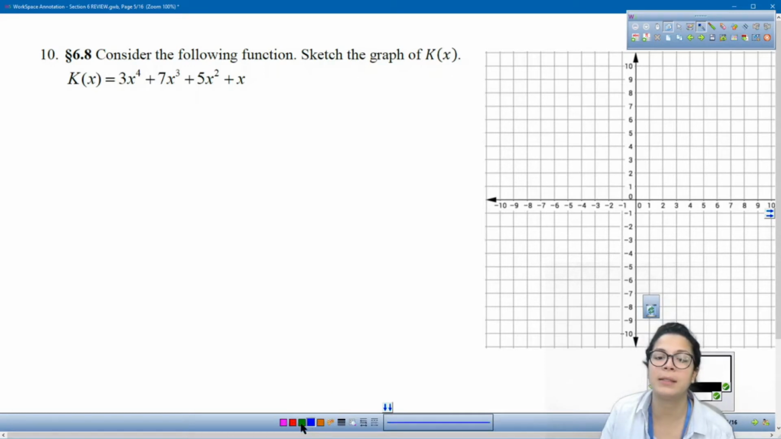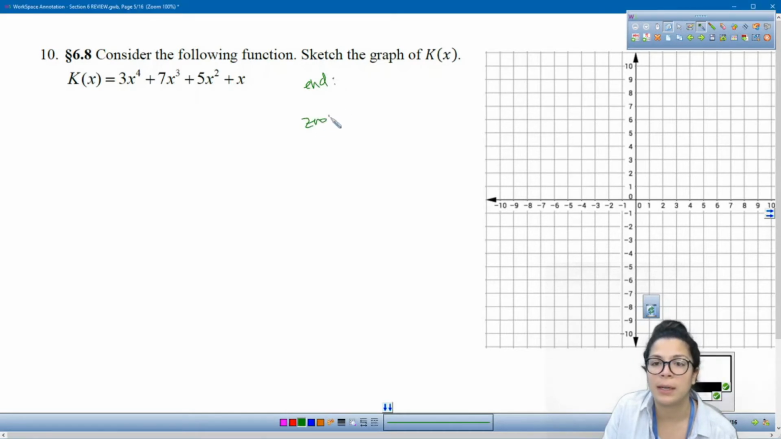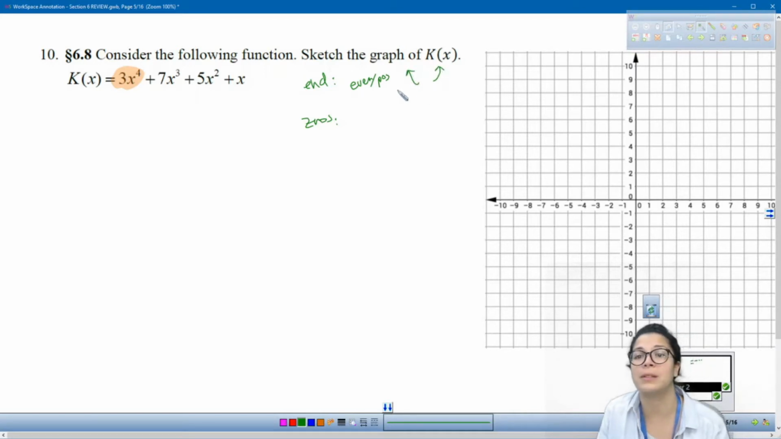Now, number 10, we need to sketch this graph. We have another function. We still need the end behavior. We still need the zeros. Now, the nice thing is that because this is not factored, you have the leading term right away, which is the term with the highest power. And the power tells you that it is even. The coefficient tells you that it is positive. So even and positive, both ends are facing up. Even means both ends are facing the same direction. Positive means they're both going up.